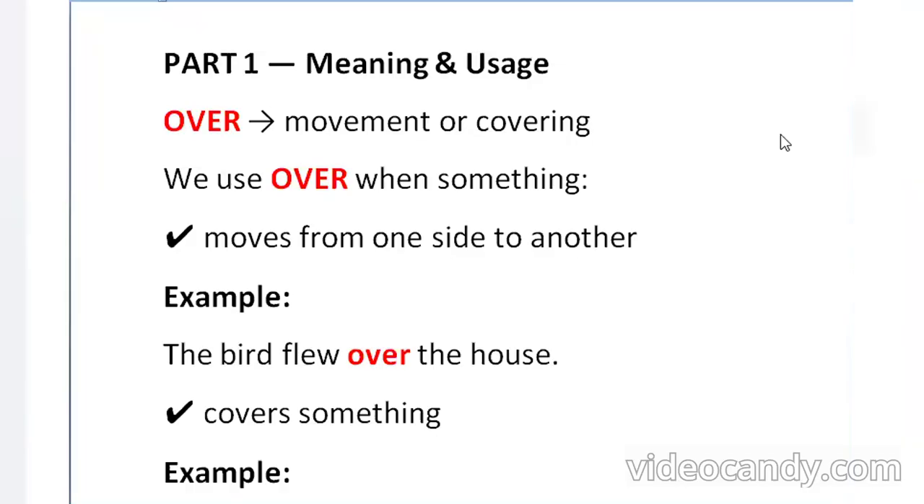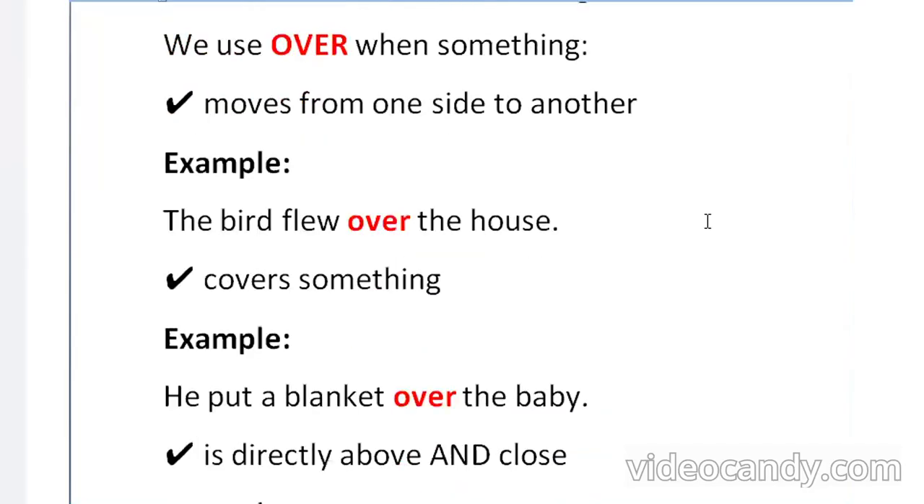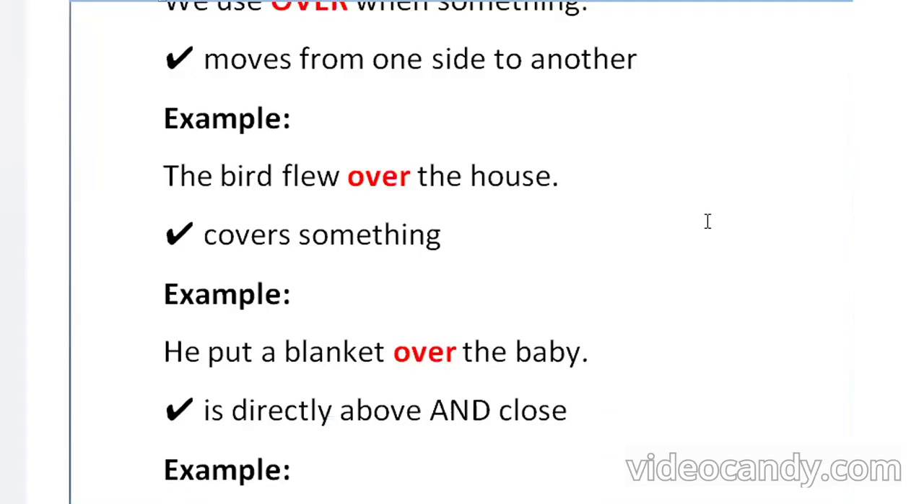Today we'll learn when to use over and when to use above. Part 1, meaning and uses. Over, movement or covering. We use over when something moves from one side to another. Example, the bird flew over the house.